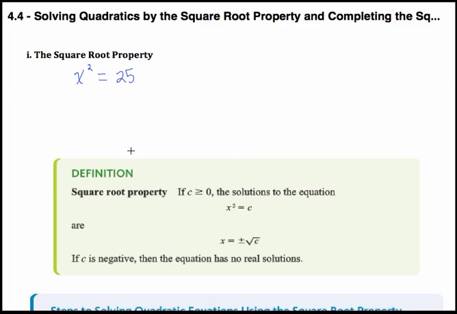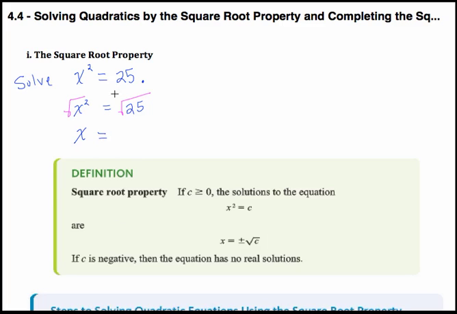say it equals 25, and you're trying to find all the values of x that make this equation true. To solve that, you can actually take the square root of both sides, because you can do anything to an equation as long as you do it to both sides. Okay, so I'm going to take the square root of both entire sides. Now the square root of something squared, the square root and the square essentially cancel. So you get x.